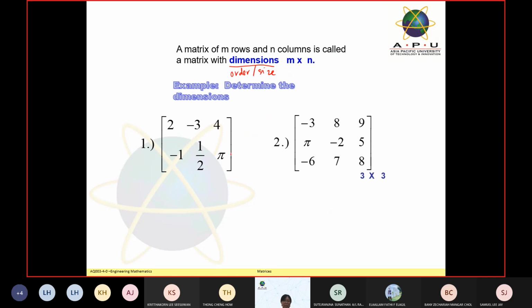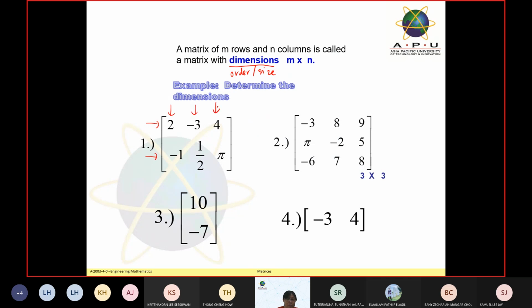Now look at the matrices that we have here. Let's give the dimension of each matrix. For the first one, we have 2 rows, first and second, and we have 3 columns. So we write it as 2 by 3. Then the second one has 3 rows and 3 columns. This is a square matrix. Why do we call it a square matrix? Because we have the same number of rows and columns, which is 3 by 3. How about the third one, students?